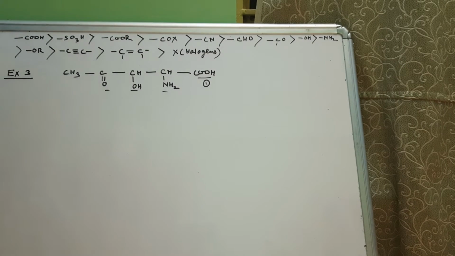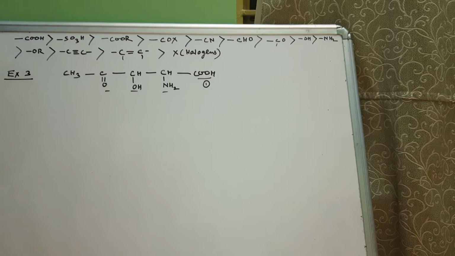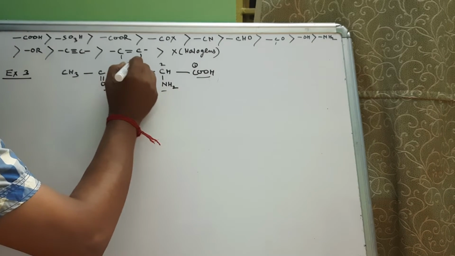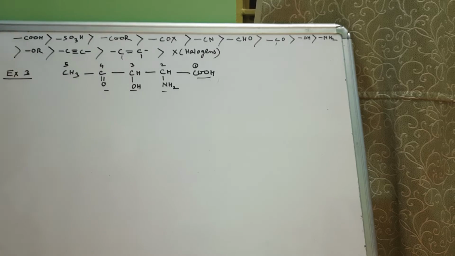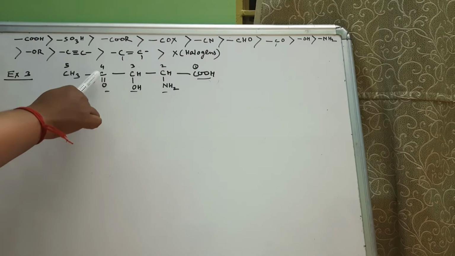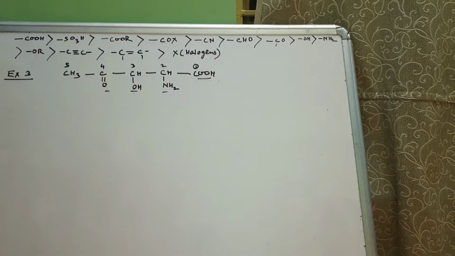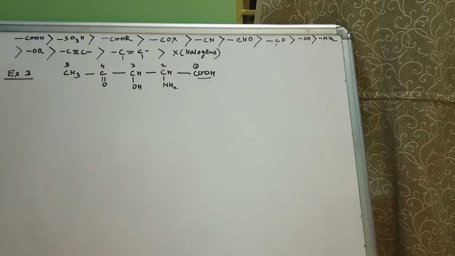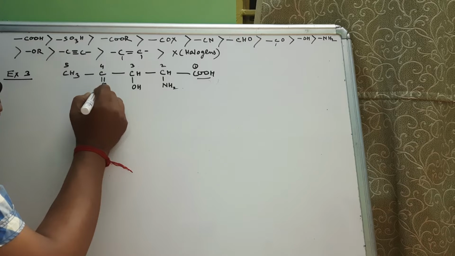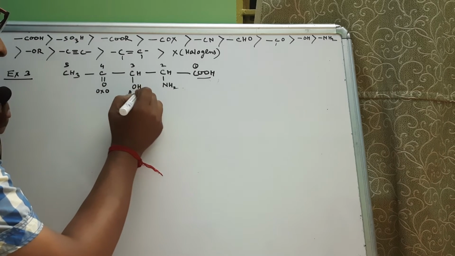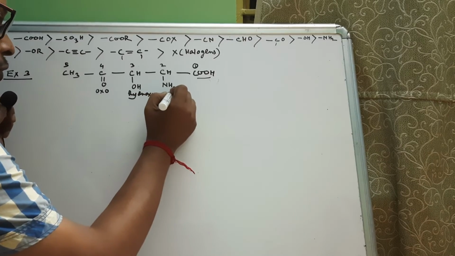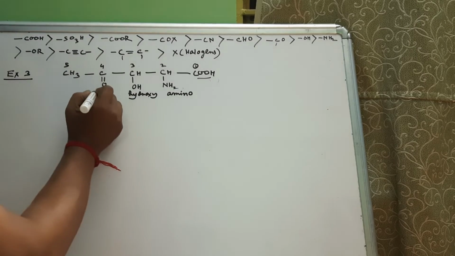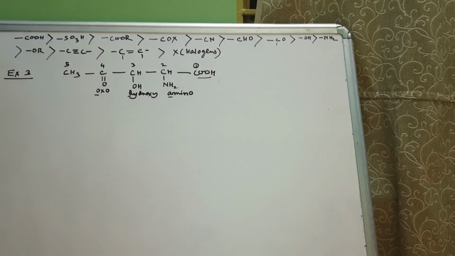So nomenclature will end as alkanoic acid. Okay, so this carbon is number 1. Numbering will start from this: this is 2, this is 3, this is 4, this is 5. So here, all three functional groups, C double bond O, OH and NH2, act as substituents. When C double bond O acts as substituent, it will be called oxo. It is hydroxy. It is amino, not amine. Among oxo, hydroxy and amino, alphabetically amino comes first.